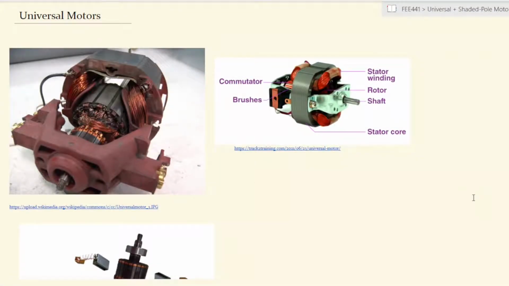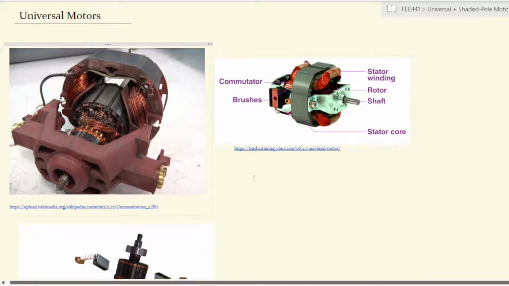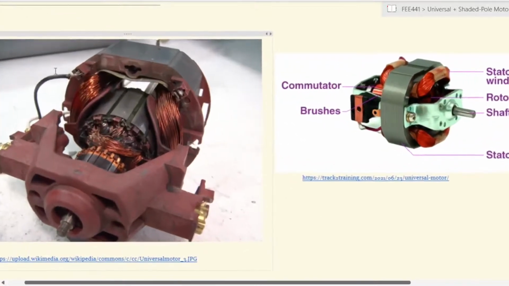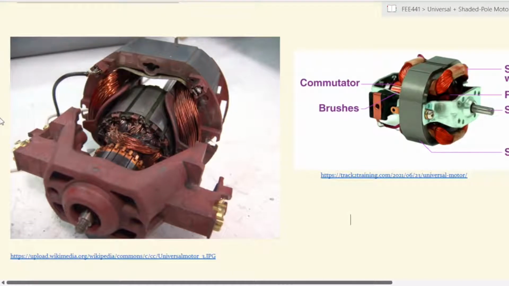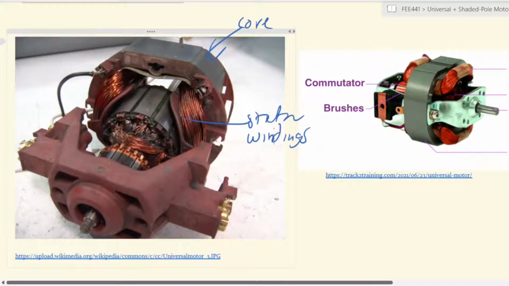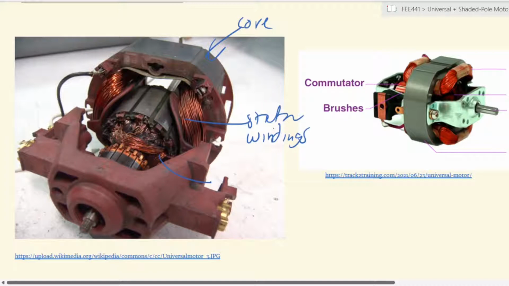So straight away you can see the construction of the universal motor. The universal motor, like all motors, has a stationary part, which is the stator, and it consists of the core and the stator windings. Okay. In addition to that, you have the rotational part, which is the rotor, and the rotor also has its own mounted windings, which are also able to carry a current.